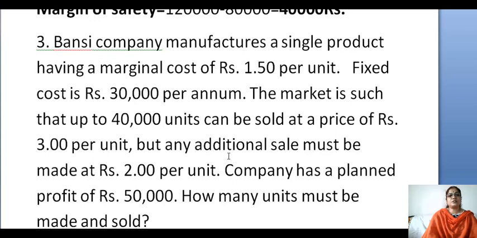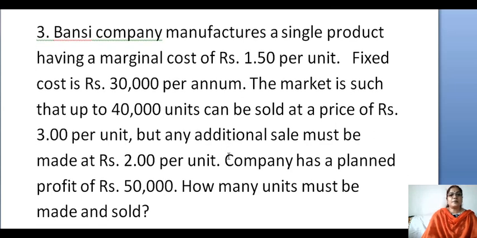Let us move on to the third problem. Bansi company manufactures a single product having a marginal cost of rupees 1.5 per unit. I already told you marginal cost refers to variable cost, and the per unit value is given. Fixed cost is 30,000 per annum. Fixed cost will never be mentioned with respect to per unit.